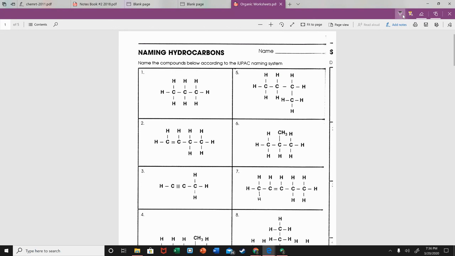All right, so let's get started. I think we're going to just choose our color. I like green for organic.